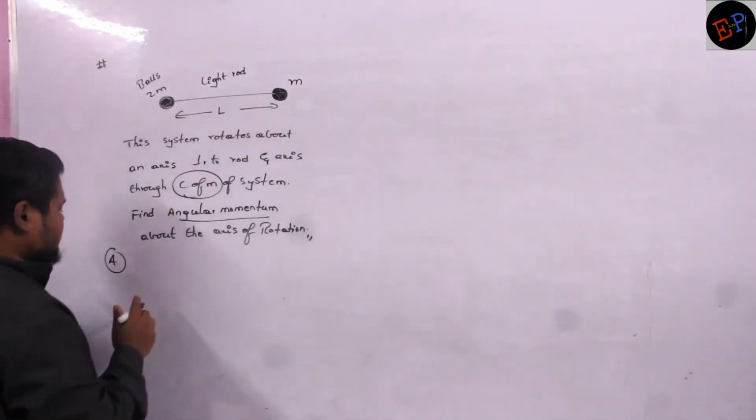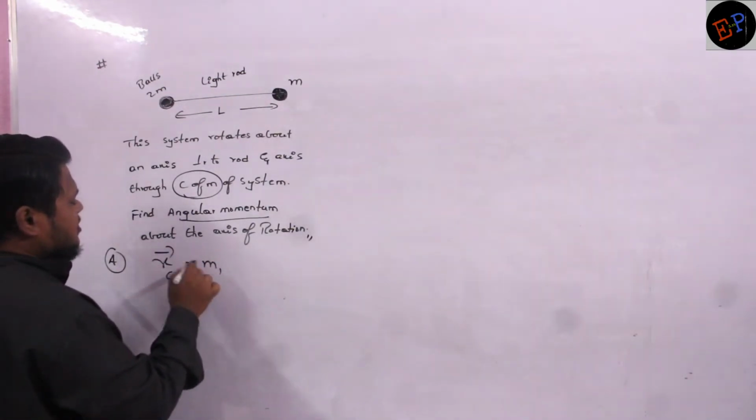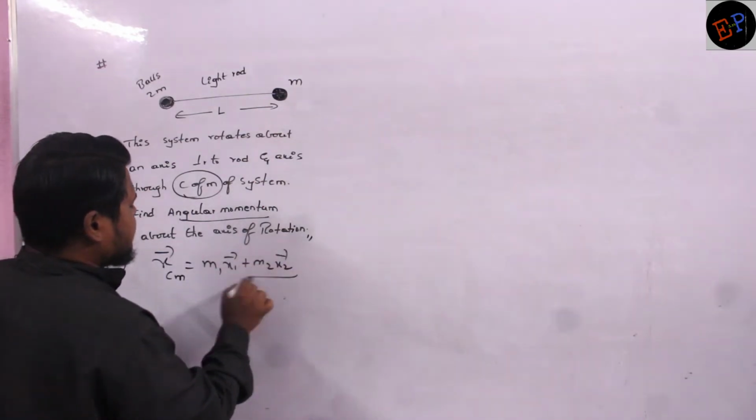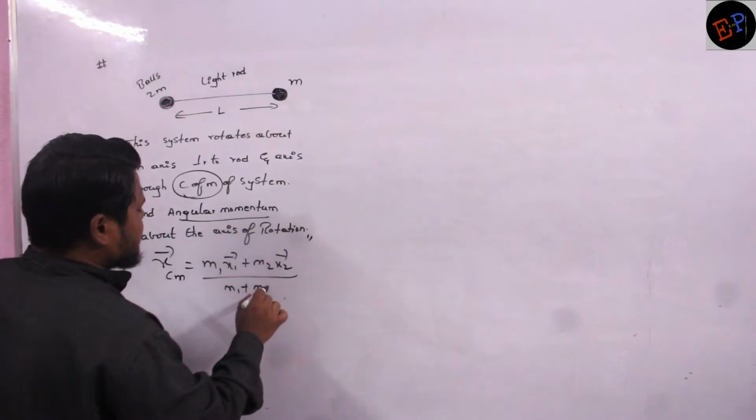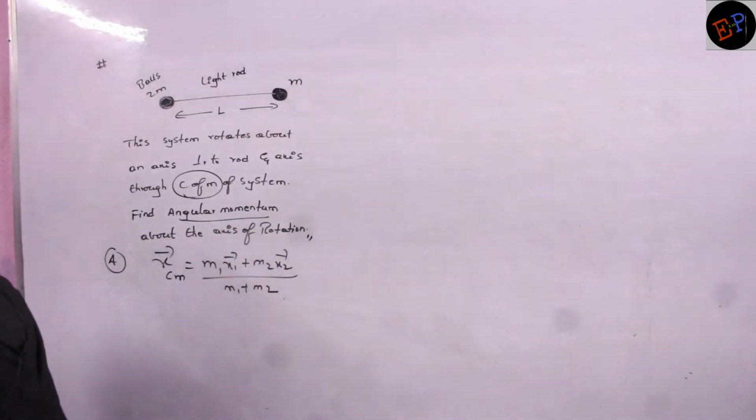Let us consider this axis to be the x axis. Then x center of mass is m1 x1 plus m2 x2 divided by m1 plus m2. So this is the equation of center of mass.